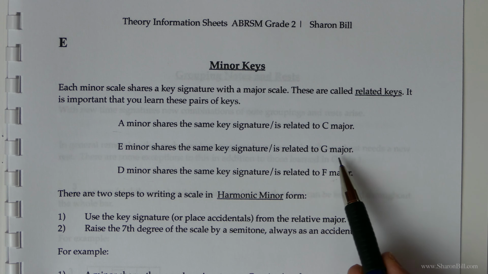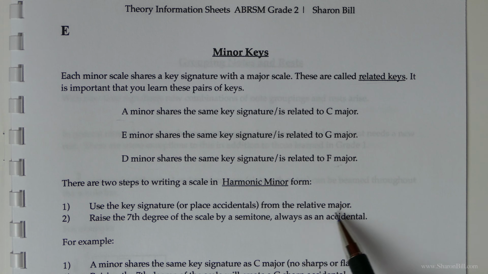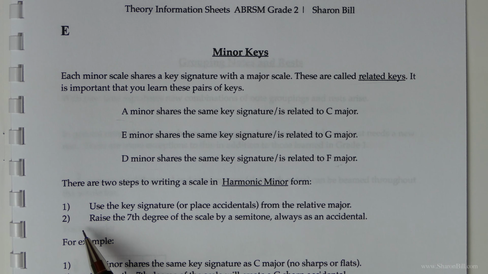We are working on the harmonic minor form. You get a choice in grade 2. However, I think the harmonic minor is the obvious choice because it's got the same set of notes ascending and descending. We'll come across melodic minor form when we come to grade 3, and we just need to remember these two steps. For the harmonic minor form, we need to remember the key signature, or the relative accidentals from the related major key, and then we have a second step where we need to raise the 7th degree of the scale by a semitone, and that's always as an accidental.